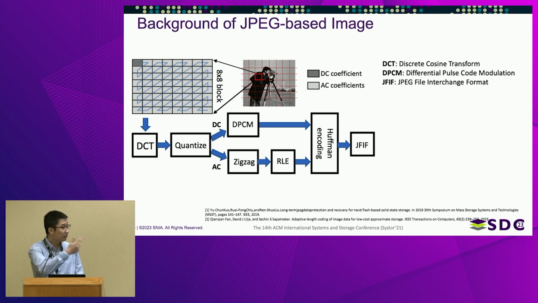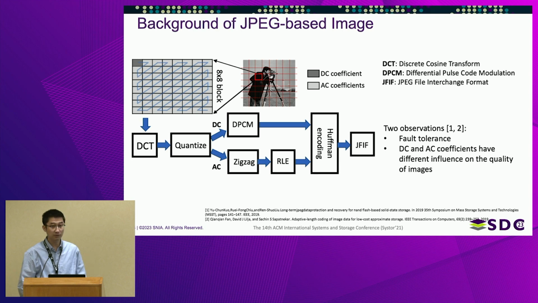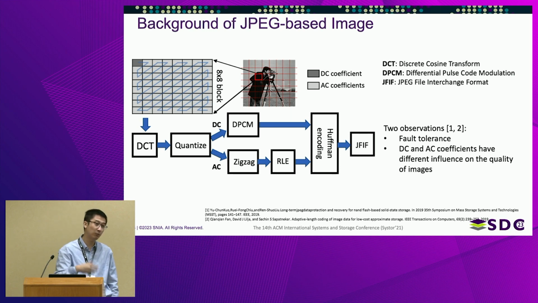So based on the basic process of JPEG-based images, we have two observations. One is, in general, the images are kind of fault tolerant. That means if several pixels are corrupted in the image, we can still recognize what the image is, right? So if there's a tiger in the image, even though several pixels are corrupted, we can still recognize that the image contains a tiger.